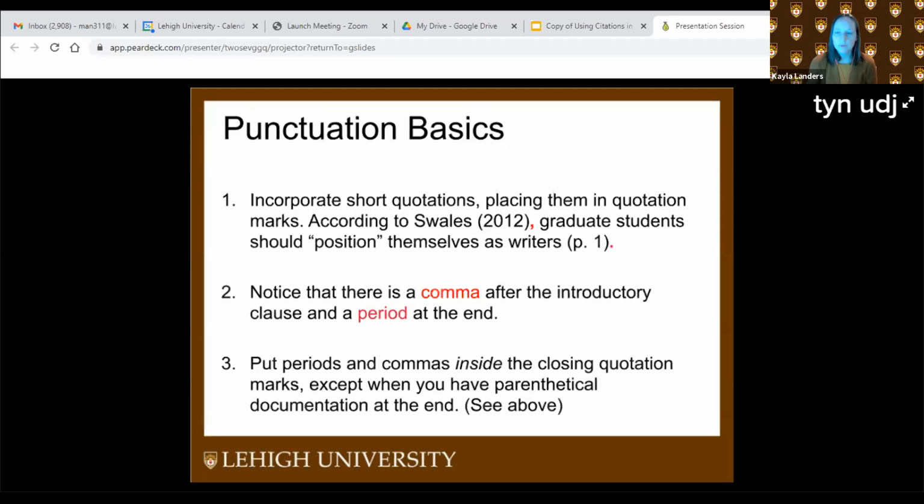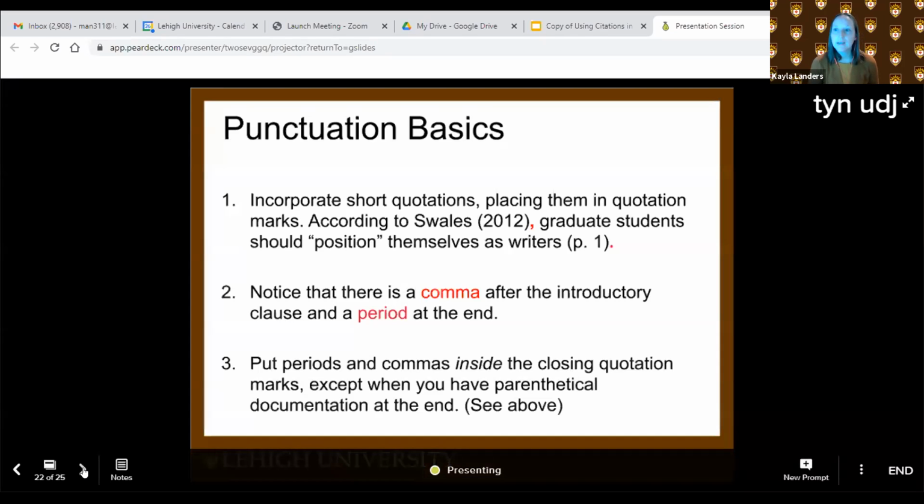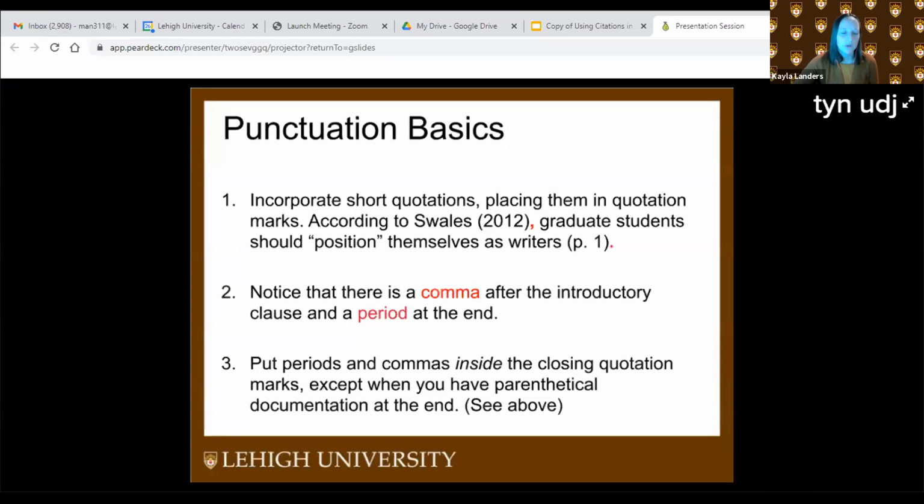Yes, absolutely. Put periods and commas inside the closing quotation mark, except when you have that parenthetical documentation. And since we're talking about citation, you are likely going to have parenthetical documentation. You better have it if it's not your own ideas. You might see a dialogue where the period goes inside the quotation, but when we're talking about citation, you need to have that period come after the parenthetical documentation. All right, go ahead to the next slide, please.